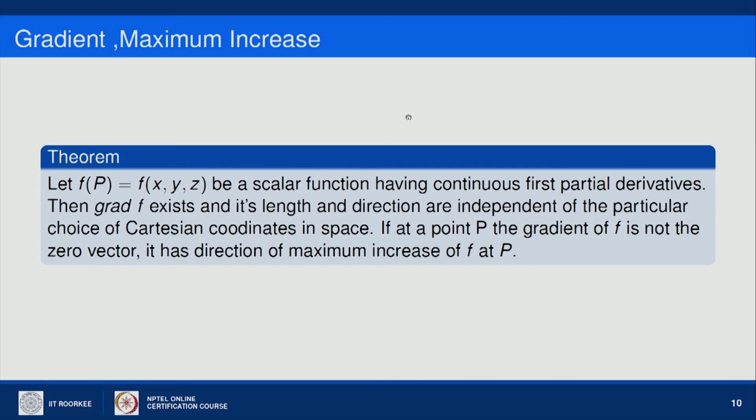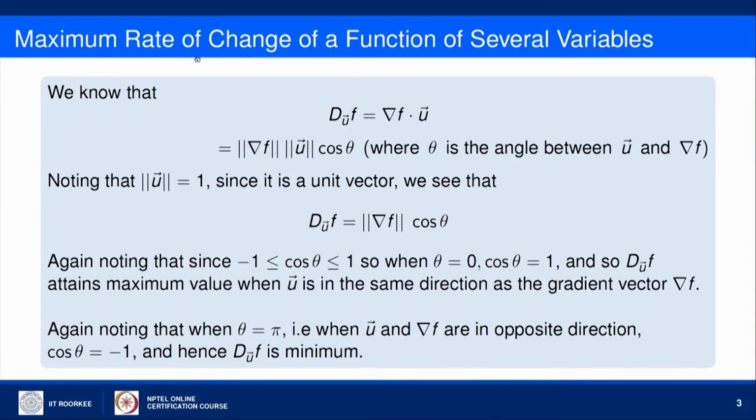Now, one more important remark about the directional derivative: in which direction does the function have the maximum rate of change? Let f of x, y, z be a scalar function having continuous first order partial derivatives. Then the gradient of f exists and its length and direction are independent of the particular choice of Cartesian coordinates in space. If at a point P the gradient of f is not the 0 vector, it has the direction of maximum increase of f at P. Let us see the proof of this.